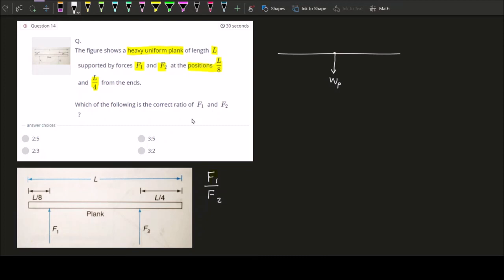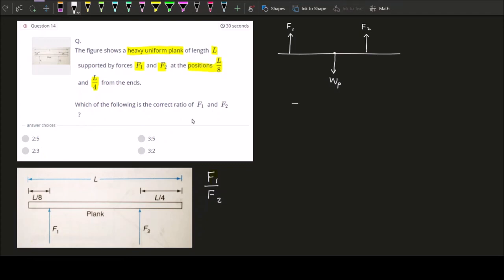F1 is at L over 8 from one end. So we could call this normal 1, but we don't use normal 1 because they already tell you it's F1, so let's just respect their decision. We call it F1. Then another one, F2, is slightly nearer to here because it's L over 4. L over 4 is larger, so this will be F2. So this will be our free body diagram. With that said, we can start to do things now.